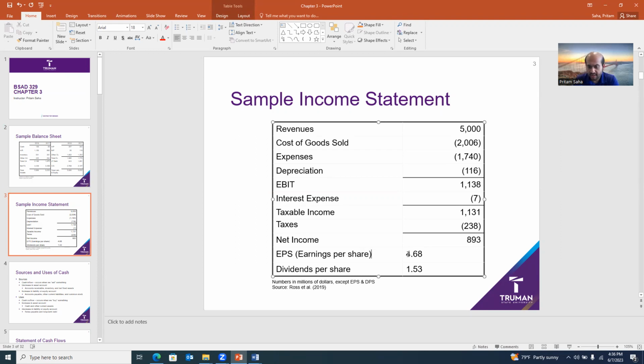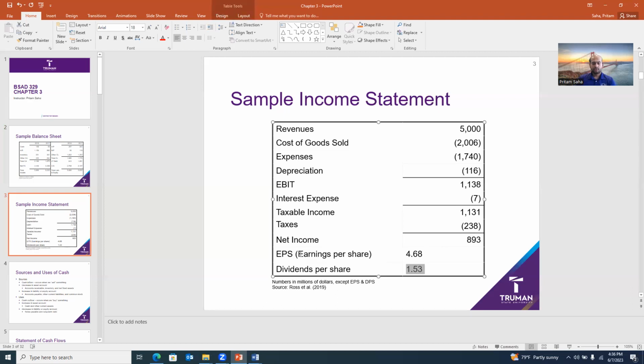So they're trying to say income per share is 468, and from that, they're paying 153 as a dividend. So that means within the firm, they're keeping $3.15 as a retained earnings per share.